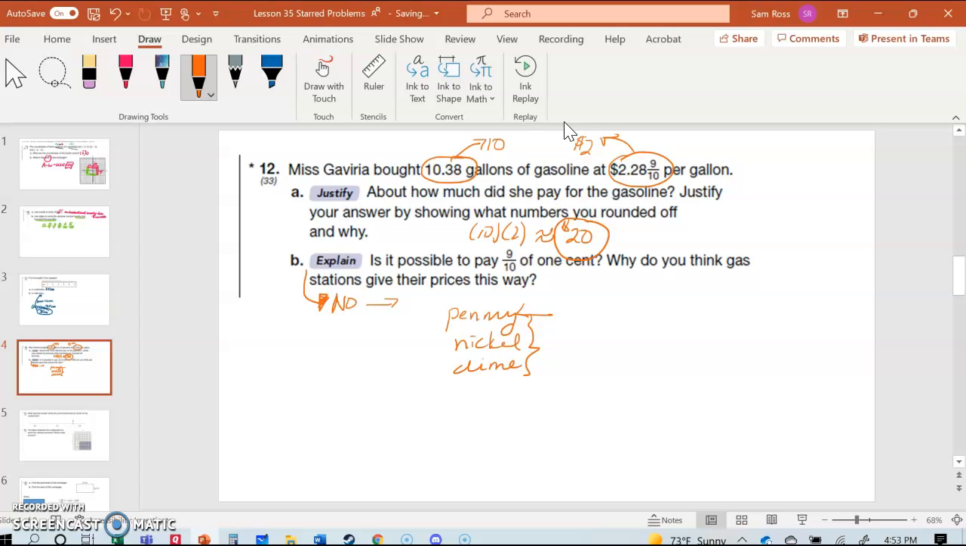Why do you think gas stations give their prices this way? I think it has something to do with profit, but I'm not sure how. Like maybe it makes us feel better instead of having it say $2.29. They say, oh, it's $2.28 and 9/10 of a cent. I have no clue. Maybe it has something to do with taxes. And I'm an adult, I have no clue. So, anyhow, I don't think there's a wrong answer to this.